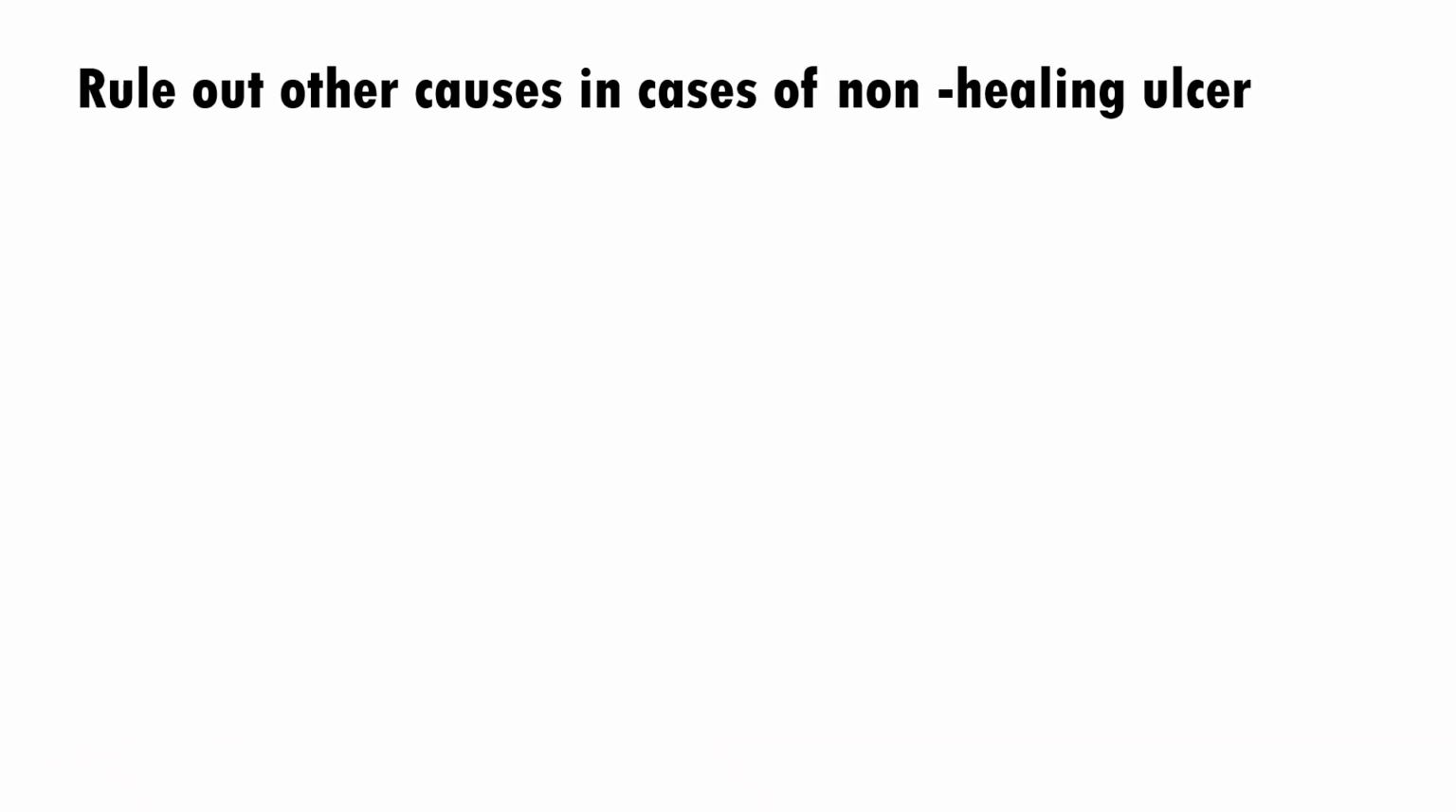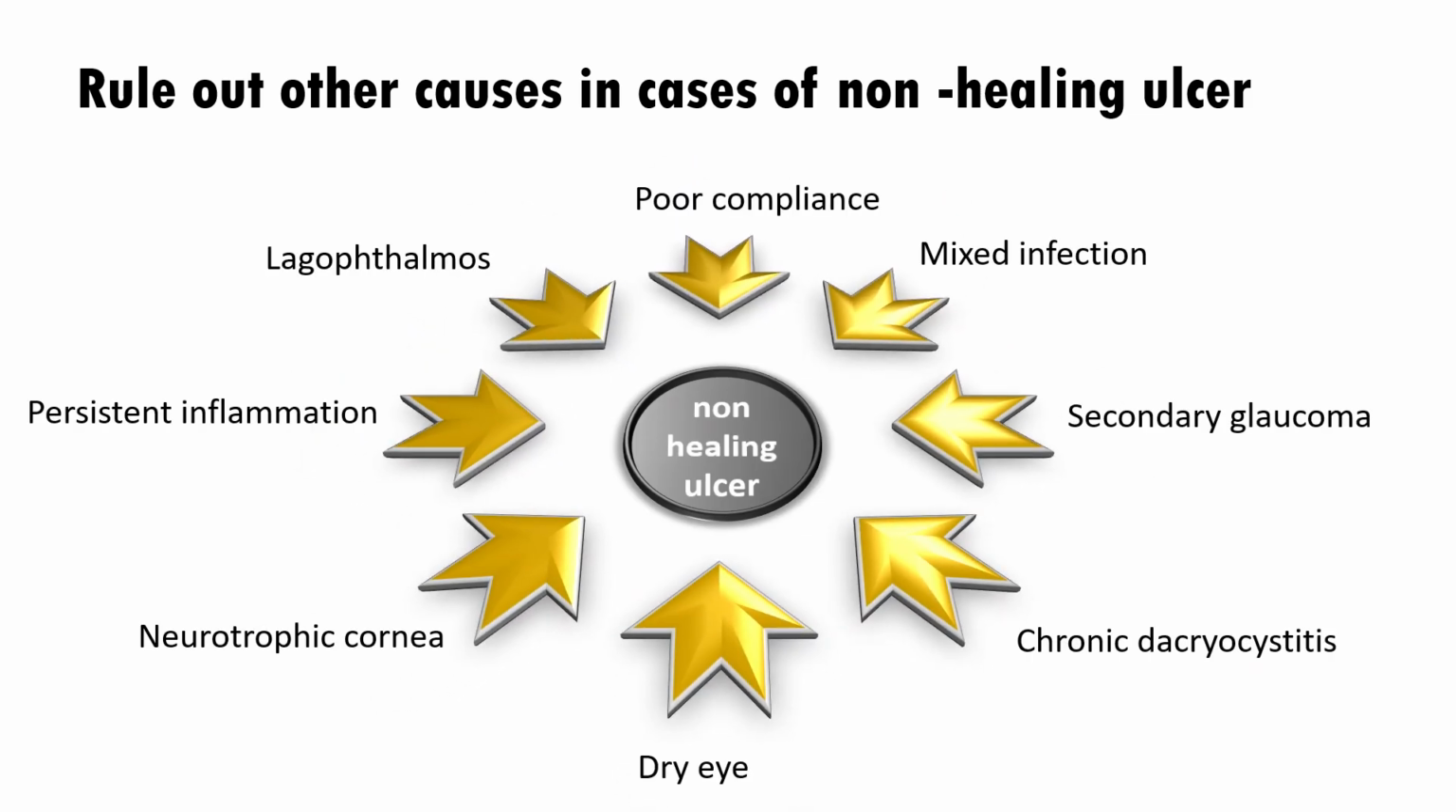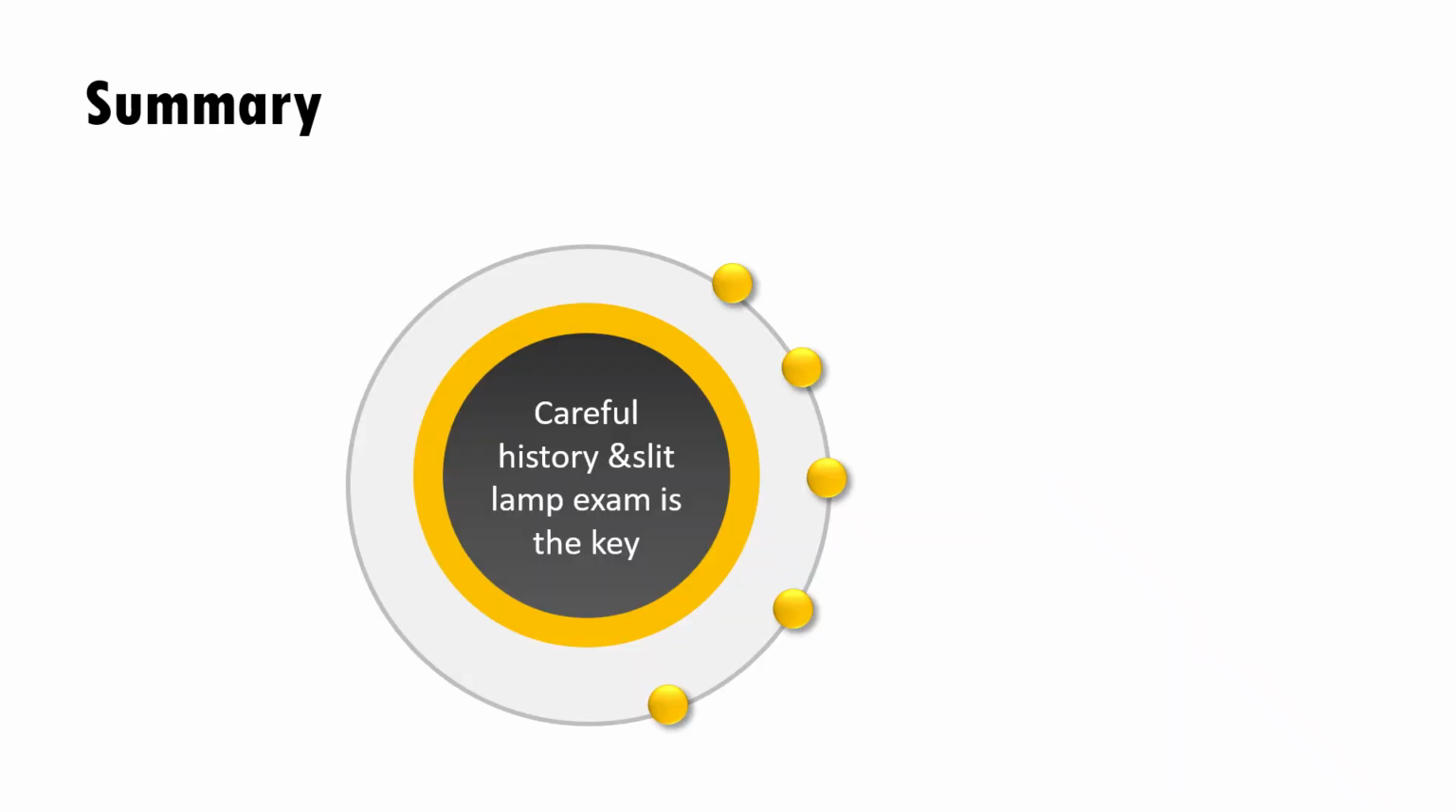What are all the causes you should rule out in cases of non-healing ulcer? Mainly you have to rule out poor compliance, mixed infection, any secondary glaucoma, chronic dacryocystitis, dry eye, any neurotrophic cornea, or any persistent inflammation or lagophthalmos. If these are all ruled out, the majority of the healing can be brought back on track.